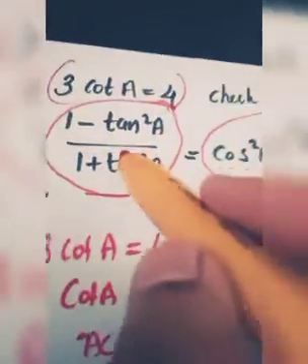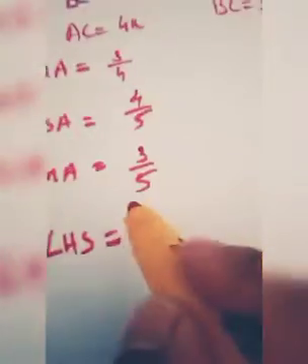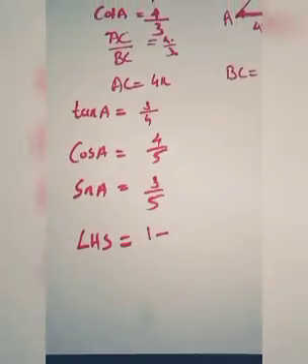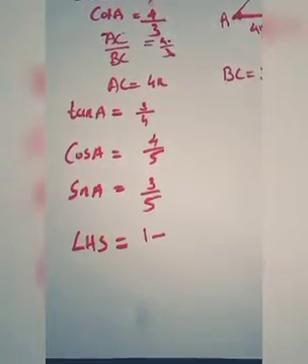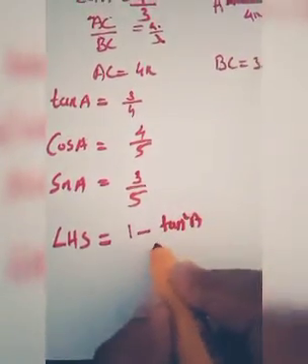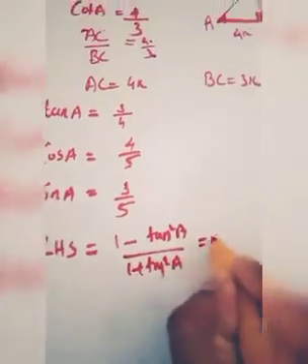What is LHS? Then we check whether the two are equal. LHS is (1 minus tan square A) by (1 plus tan square A). We are supposed to calculate LHS and RHS separately. So what was LHS? (1 minus tan square A) by (1 plus tan square A).